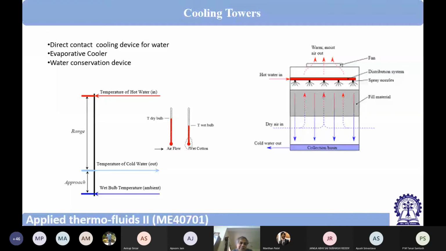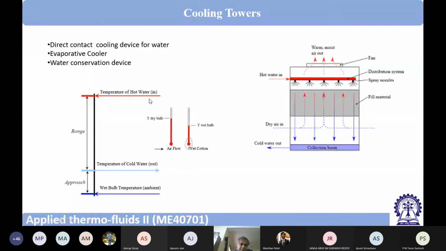So this temperature, the ambient wet bulb temperature, is practically not achievable. We can come very close to it, but we will not be able to achieve it. So this difference is called approach. How closely we can approach the wet bulb temperature, this is called approach, and this is called range. Hot water temperature minus cold water temperature, this difference is range.